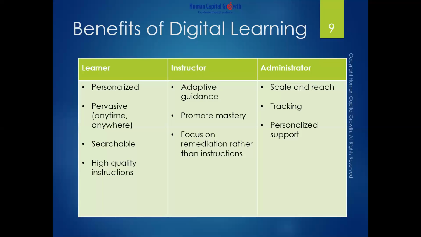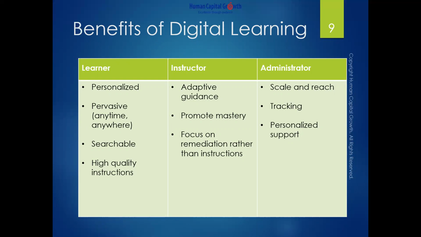On-demand learning, learners can come into the learning situation at any time, no matter where they're based. The third part is it's searchable and also allows for distribution of high quality instructions. One doesn't have to just rely on the local instructors.